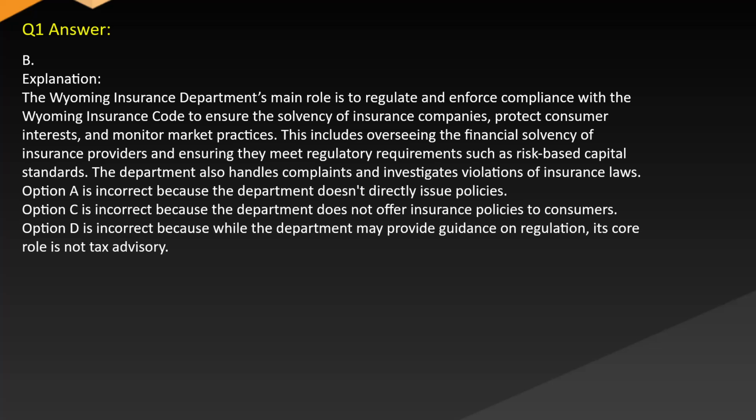Answer. B. Explanation. The Wyoming Insurance Department's main role is to regulate and enforce compliance with the Wyoming Insurance Code to ensure the solvency of insurance companies, protect consumer interests, and monitor market practices. This includes overseeing the financial solvency of insurance providers and ensuring they meet regulatory requirements such as risk-based capital standards. The department also handles complaints and investigates violations of insurance laws.